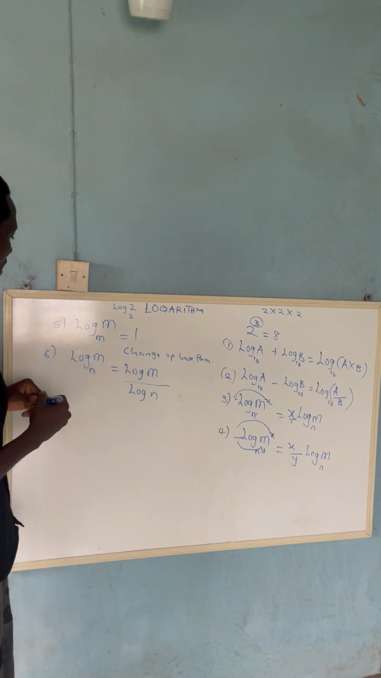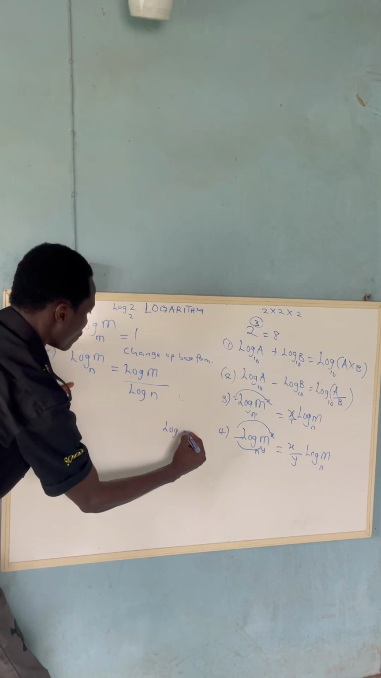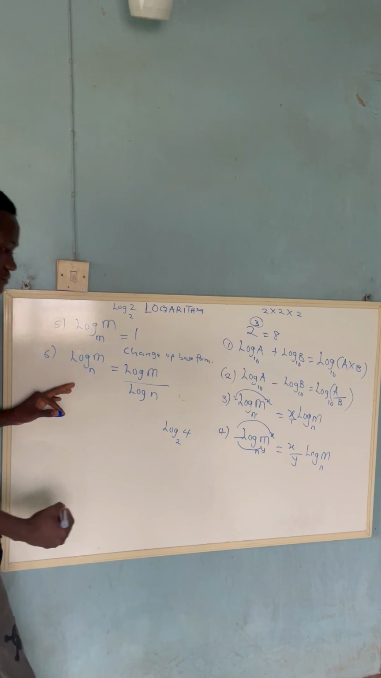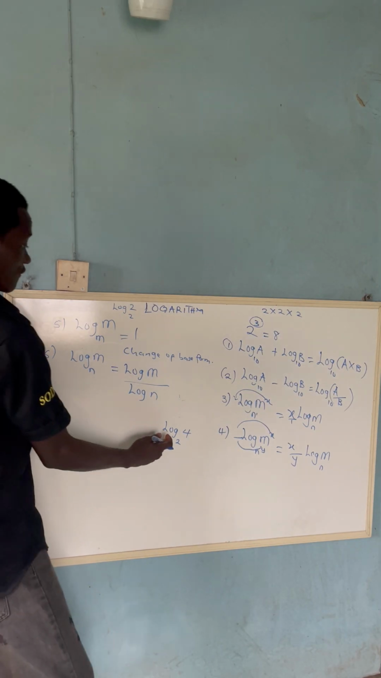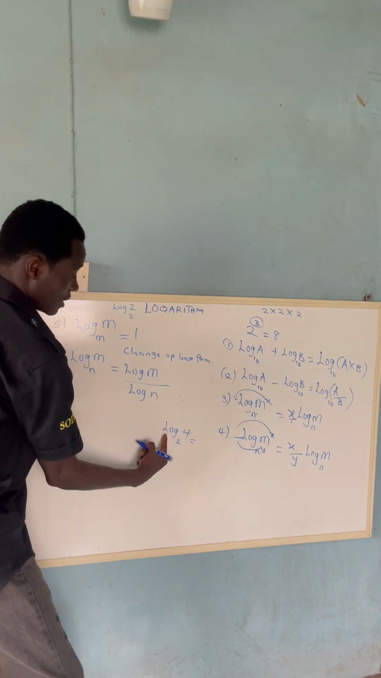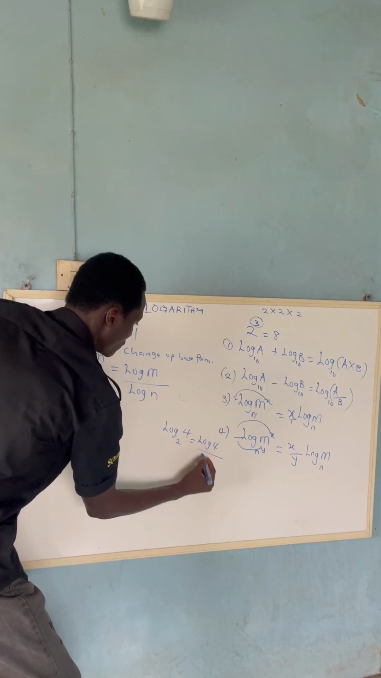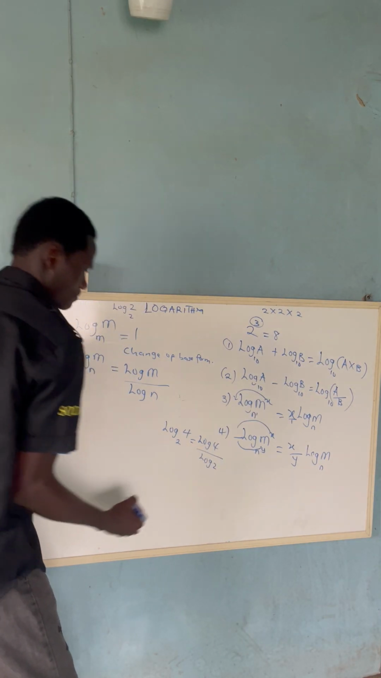Let me assume that I have something of this nature. Log 4 base 2. And this log 4 base 2, I can also see the same thing as log 4 divided by log 2. That is log 4 divided by log 2.